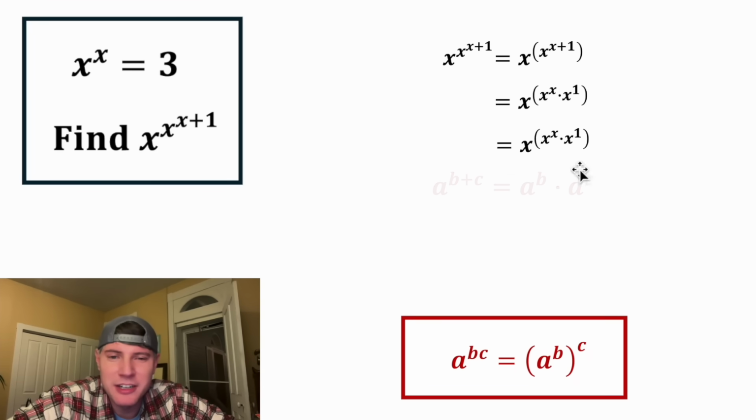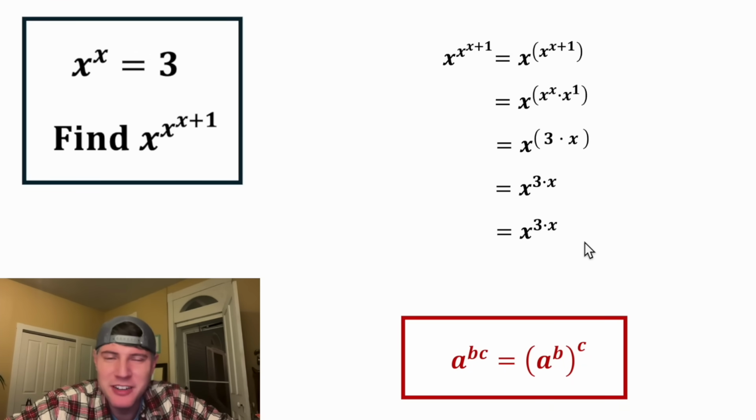Let's copy this down here and we can clean this up. X to the power of x, we were given that that's equal to 3. So in the place of this, let's plug in 3. And then x to the power of 1, we can call that x. So now we don't need the parentheses anymore. This will be equal to x to the power of 3 times x. And then by the commutative property of multiplication, we can switch these around. So we have x to the power of the quantity x times 3.